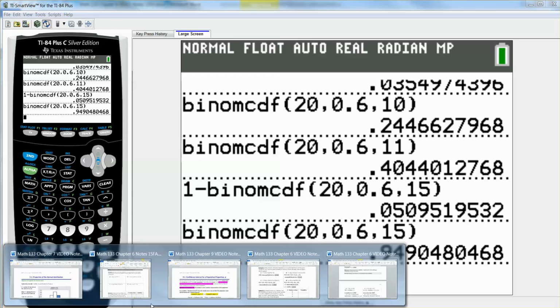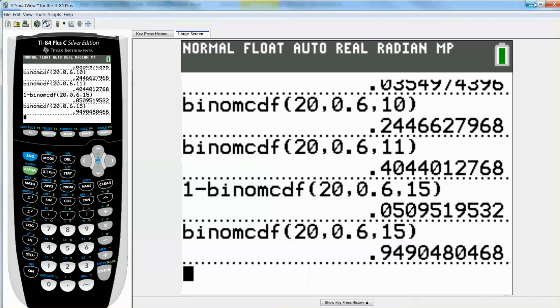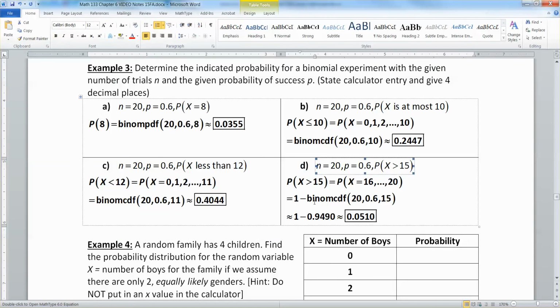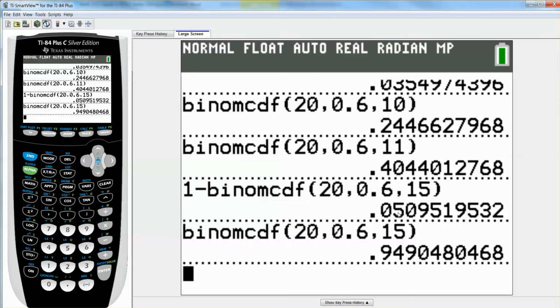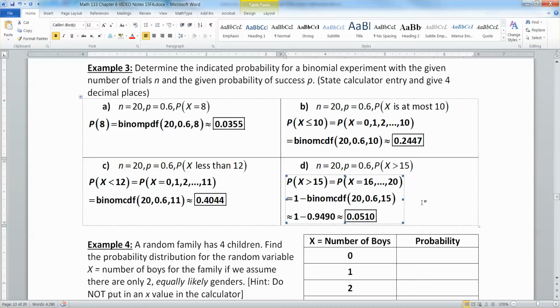So I just typed that up in the worksheet. Here, let me just close that. There we have it. So it's 1 minus 0.9490. And when you round it, it's a little tricky rounding because 0.05095, if you want 4 decimal places, the 5 will round the 9 up to a 10, right? So it becomes 0.0510.